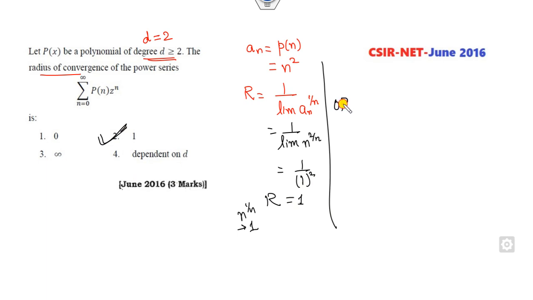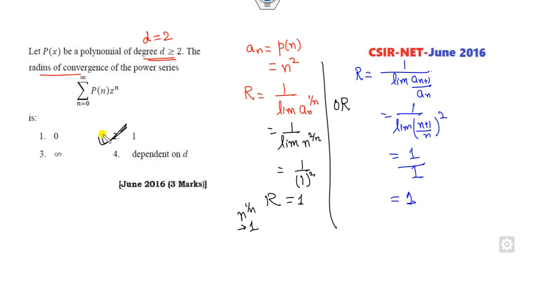On the other hand, if you want to apply this rule, the limit of an plus 1 over an is my radius of convergence. So it is the limit of (n plus 1) over n, and again the limit will be 1, so 1 over 1 is the right answer. So B is the correct option.